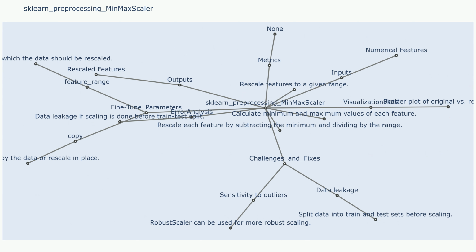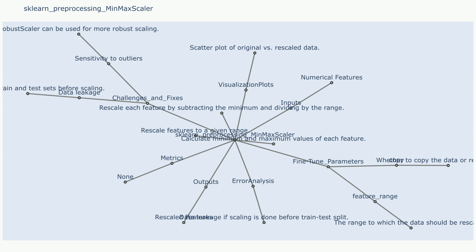Challenge 2. Explain in detail: data with large ranges. If the features in a dataset have significantly different ranges, min-max scaler may not be the most effective scaling method. It can lead to features with smaller ranges dominating the scaling process.